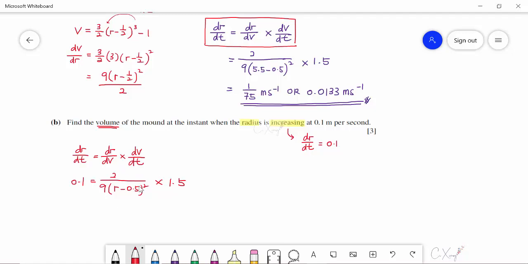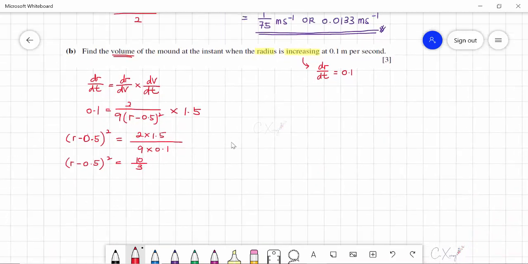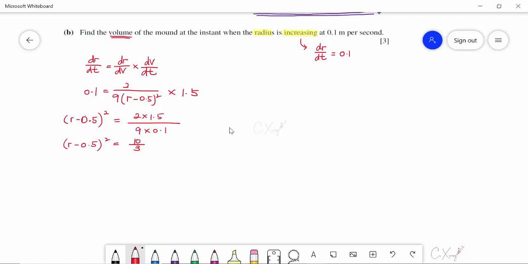so that we can get a value for r. I will bring the r over. So (r minus 0.5) squared equals 2 multiplied with 1.5 divided by 9 multiplied with 0.1. I get the value 10 over 3 for this case. After that, we can continue further to get the value of r. When I take the square root, I will have plus minus square root 10 over 3, and I move the 0.5 over, becoming plus 0.5.